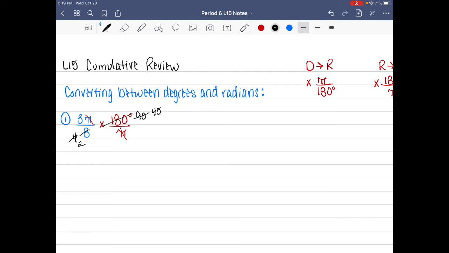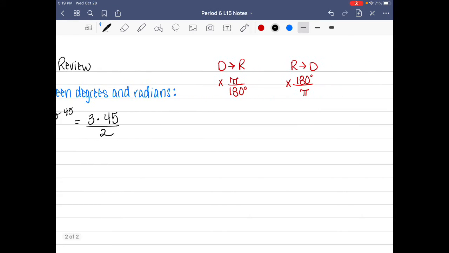These are the important skills I want to review: crossing out across, taking out factors. And now what we're doing is multiplying straight across. So 3 times our 45, and we're dividing it by 2. Let's do that without a calculator here, okay? 45 times 3, put the double digit number on top, so you only have to do one row here.